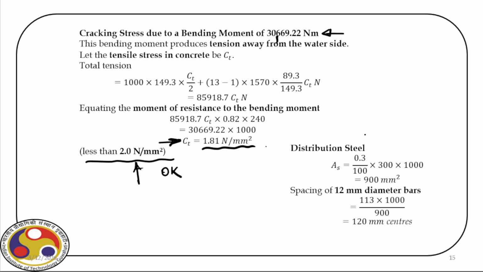Then we provide the distribution steel. For this case, we have 12 phi diameter bar, and spacing we can find out. The requirement of steel is 900 millimeter square. So the spacing is 120 center to center.